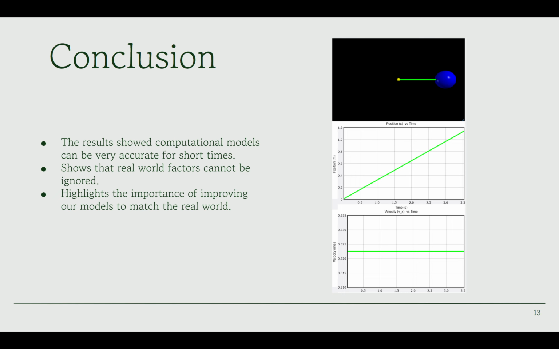It showed that real-world factors cannot be ignored, since we saw real-world deceleration, and highlights the importance of improving our models to match the real world.